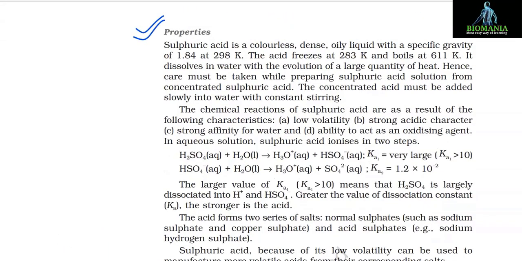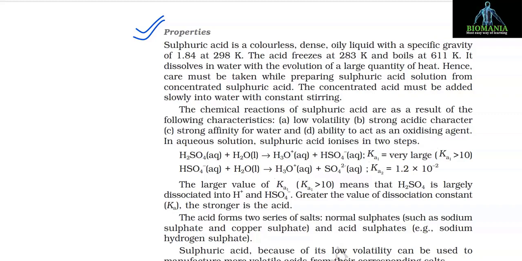Properties. Sulfuric acid is a colorless, dense, oily liquid with a specific gravity of 1.84 at 298 Kelvin. The acid freezes at 283 Kelvin and boils at 611 K. It dissolves in water with the evolution of a large quantity of heat. Hence, care must be taken while preparing sulfuric acid solution from concentrated sulfuric acid. The concentrated acid must be added slowly into water with constant stirring.